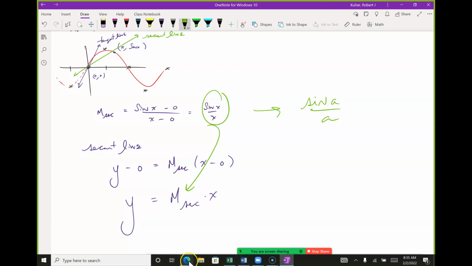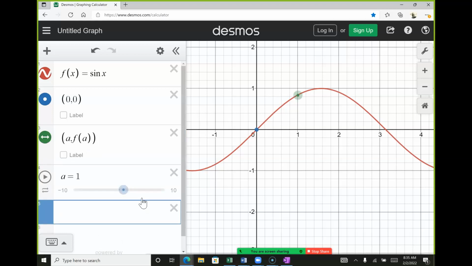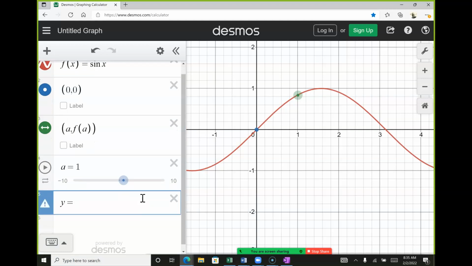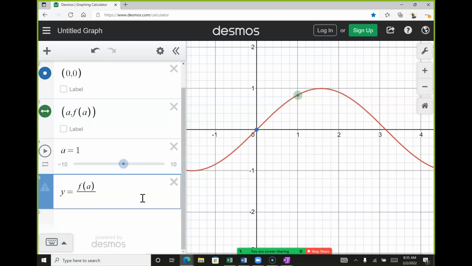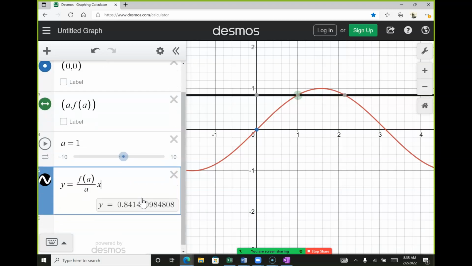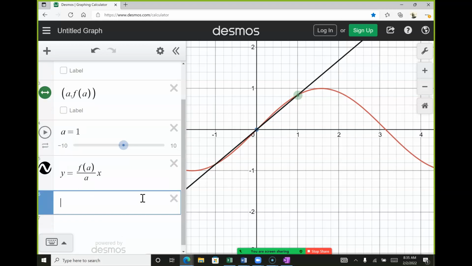Okay, so let me go back to Desmos here. Good question, though. A comma f of a is my sine, right? So it's using my sine function. And there it is. I already know my equation. I can put it in right away. Y equals f of a over a, all times x. There's my dynamic secant line. I'm interested in just looking at the calculation of the slope, f of a over a.